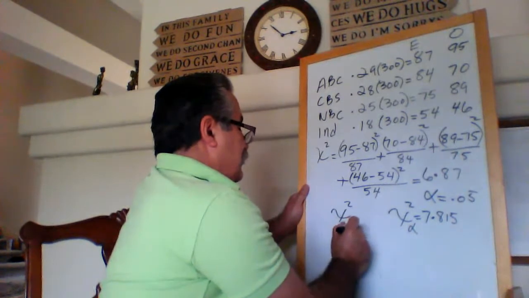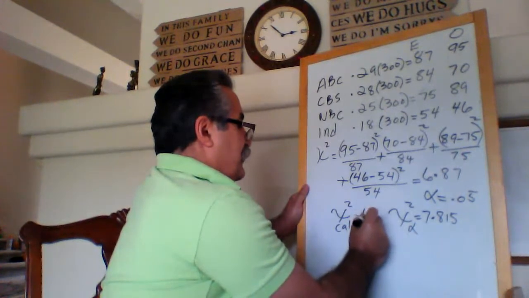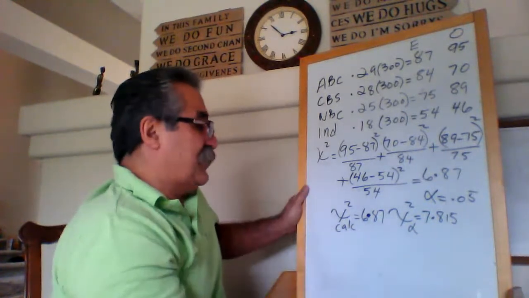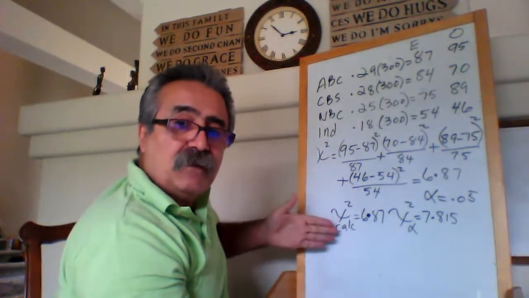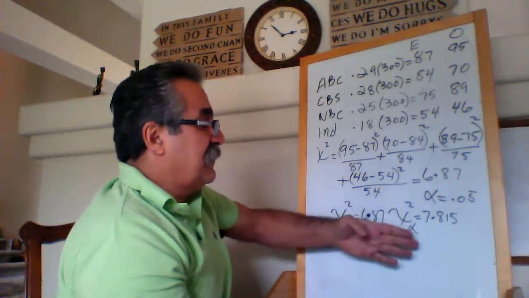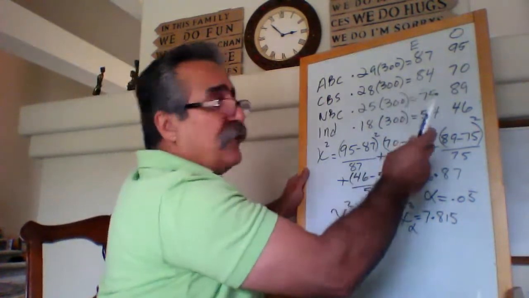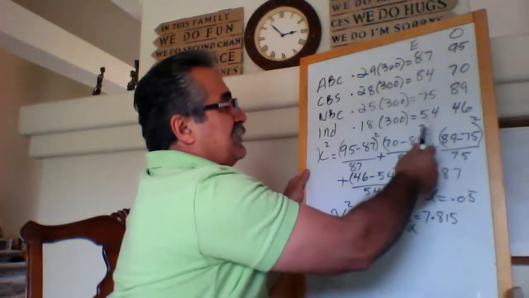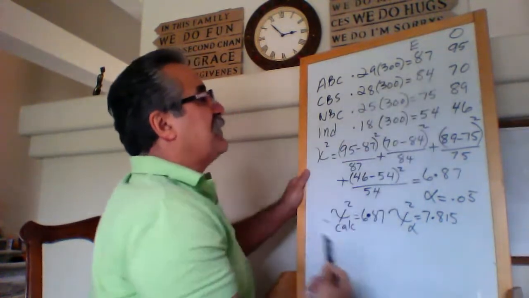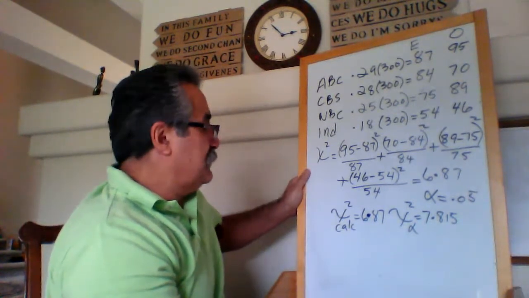The chi-square that we calculated, chi-square calc, is 6.87. So we do not reject the H0. We only reject the H0 if our chi-square is greater than the chi-square of given alpha. So therefore, we can say that they are pretty close: 54, 46, 75, 89, 84, 70, 87, 95 in the scale of 300 samples.